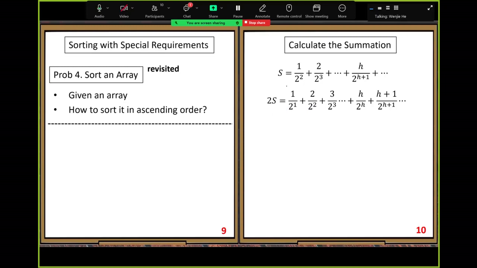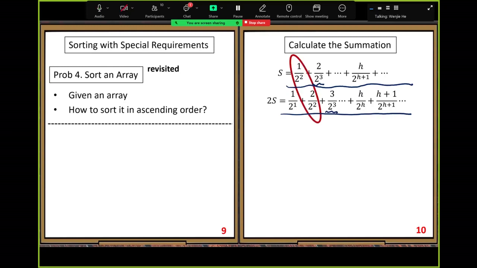Then you can see these two series, especially if you look at the corresponding power of 2. For example, the denominator 2 cubed and 2 cubed here. You just look at the like terms. You compare the like terms, so you can find some special rule there. When you compare the like terms, you can see this interesting rule.